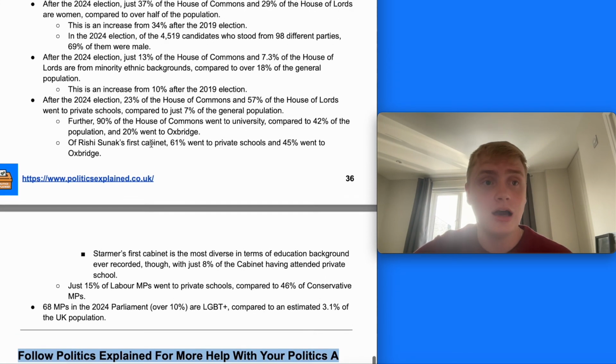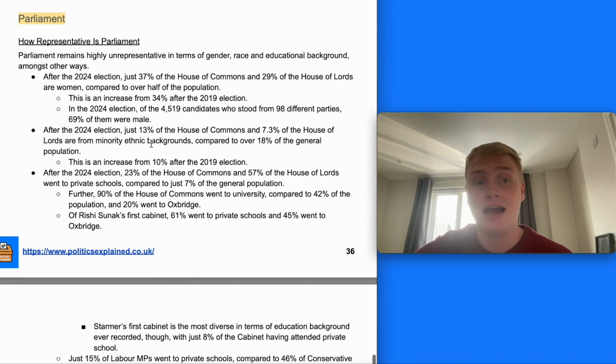And now the final thing we're going to have a look at is how representative the new Parliament is in terms of gender, race and educational background. After the 2024 election, just 37% of the House of Commons and 29% of the House of Lords are women, compared to over half of the population. So still very unrepresentative, but it is an increase from 34% after the 2019 election.